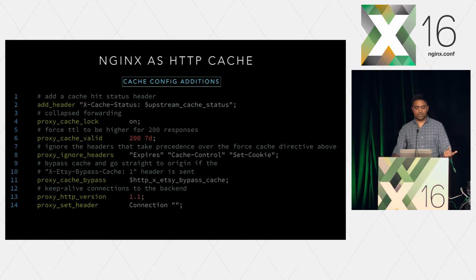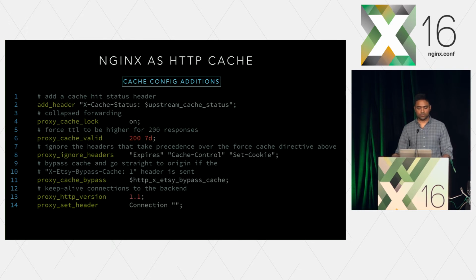The first is the cache status header, where you know what the cache status of the request was, usually hit, miss, bypass, etc. Proxy cache lock is a feature that lets you do collapsed forwarding of requests, where multiple requests that arrive at the same time for the same resource, you can turn into a single request to the backend. It helps you prevent thundering herds.